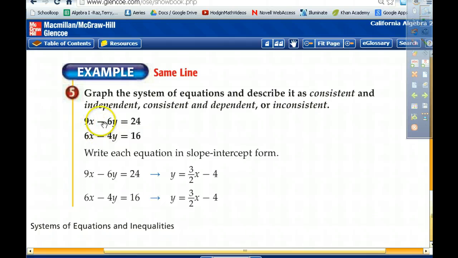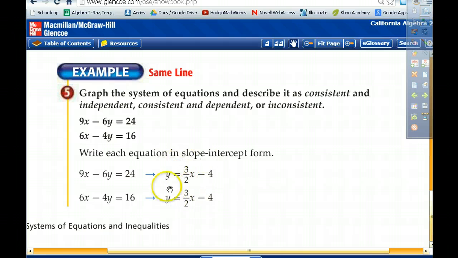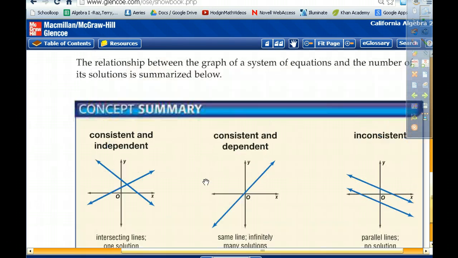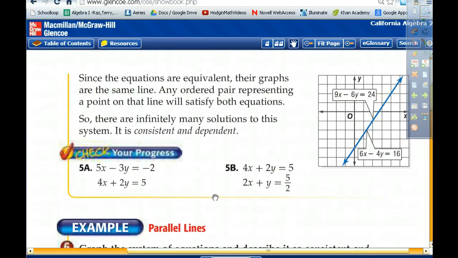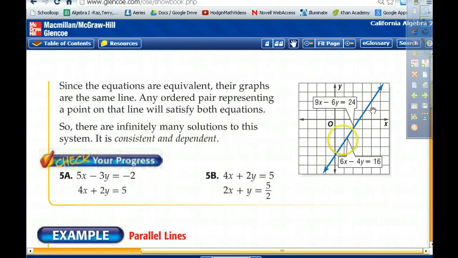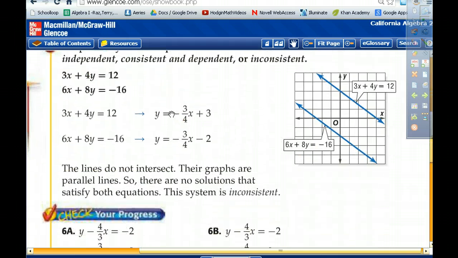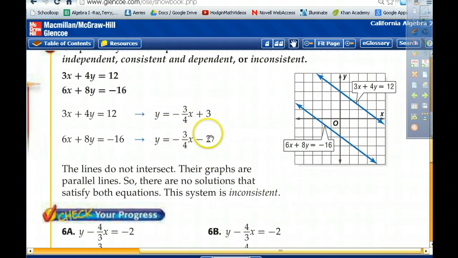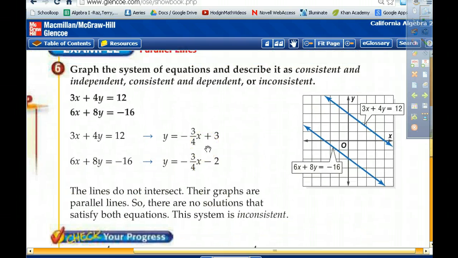Here are two different equations, but when you solve them with slope-intercept, you can see they come out to be identical. They look different here, but in slope-intercept form they are identical. So that means they look like the same line. You have two different equations that just point to the same line. Consistent and dependent. And then, of course, the last one: same slopes, different y-intercepts, therefore they're parallel, therefore it's inconsistent. So these are the three different possibilities.